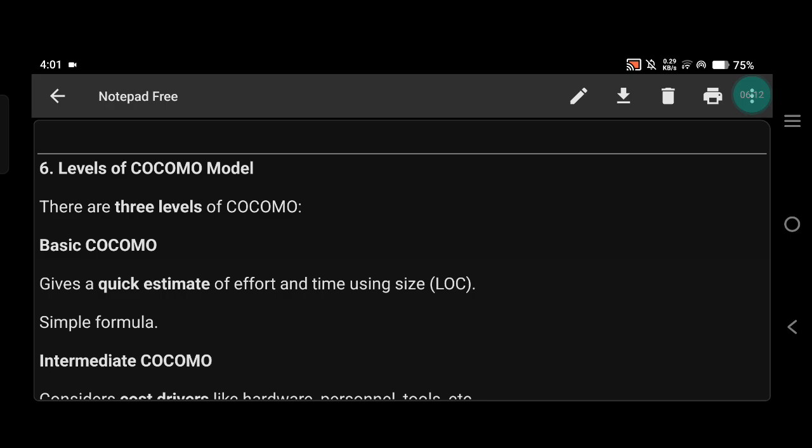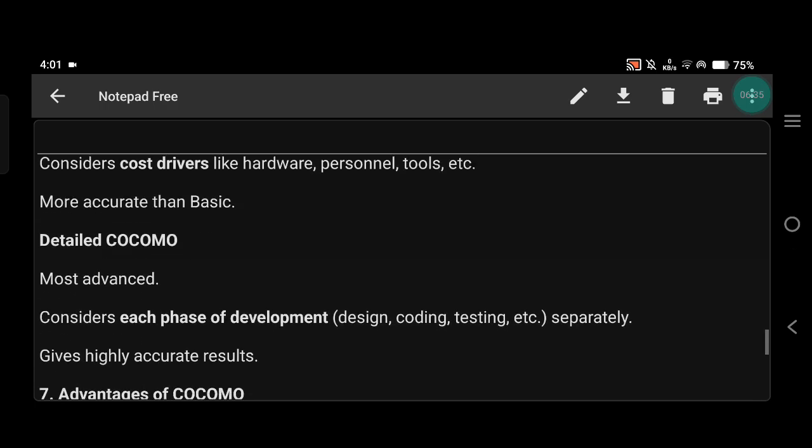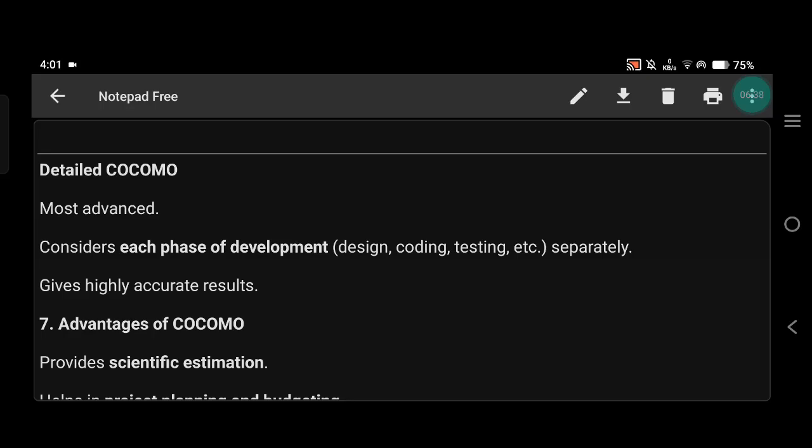COCOMO has three basic levels of estimation. First one is basic COCOMO, which gives a quick and rough estimate using only size in LOC. Then intermediate COCOMO, more accurate because it also includes cost drivers like hardware, personnel and tools. Third is detailed COCOMO, the most advanced level. It considers all cost drivers and calculates effort for each development phase separately, like design, coding and testing.